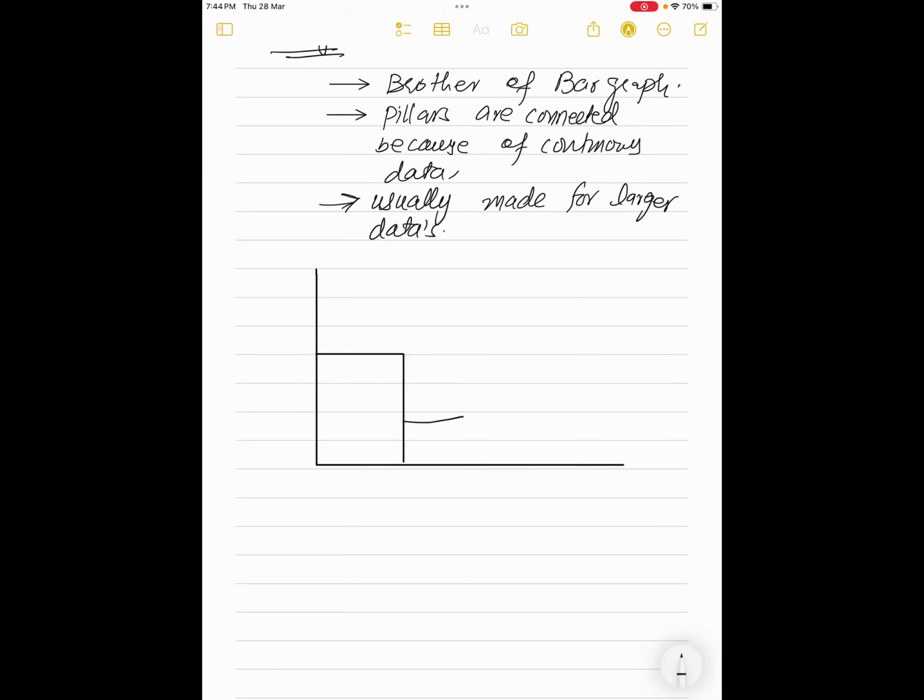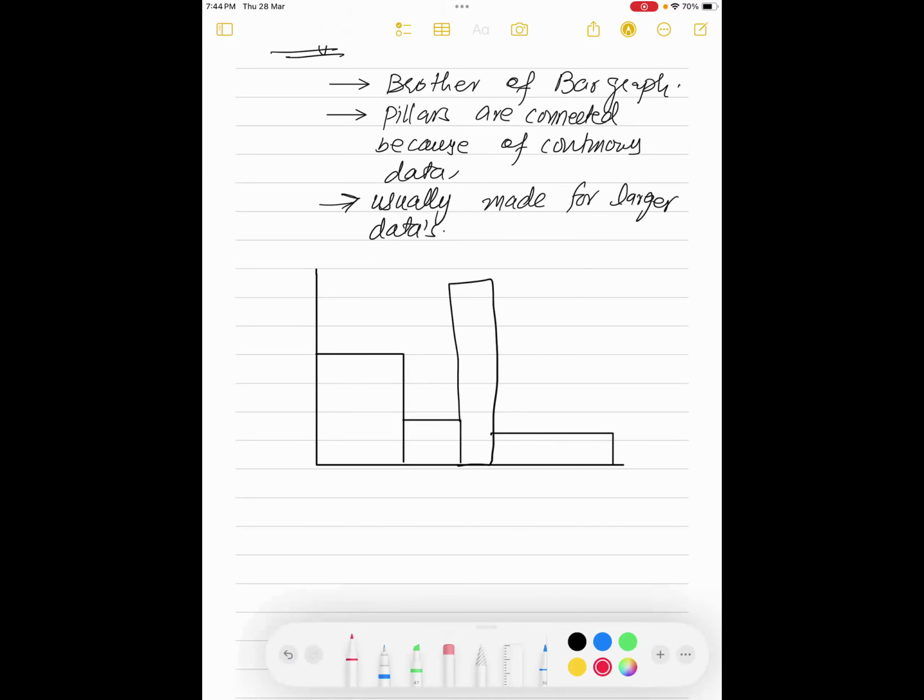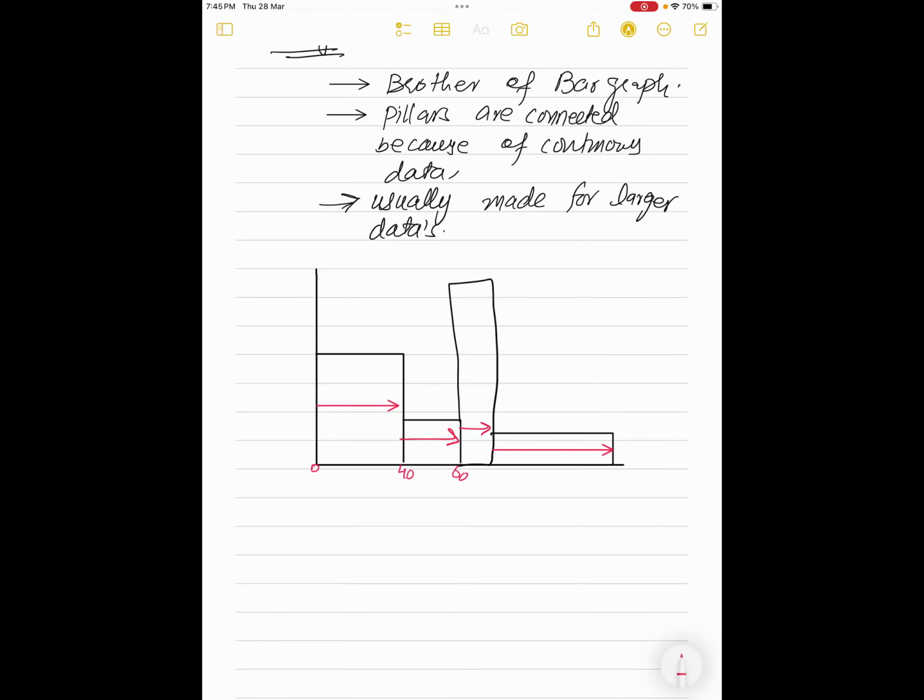See, this pillar is connected to this one, and this pillar is connected to this one. Agree? And the width of these pillars is also different. Can you see that, beta? That the width of the pillars is different in each case. Yes or no? Yes, sir. And this is for the continuous data. See, data is, for example, 40, here it is 60, here it's 70, and here it is 100. So this is made for the larger data.